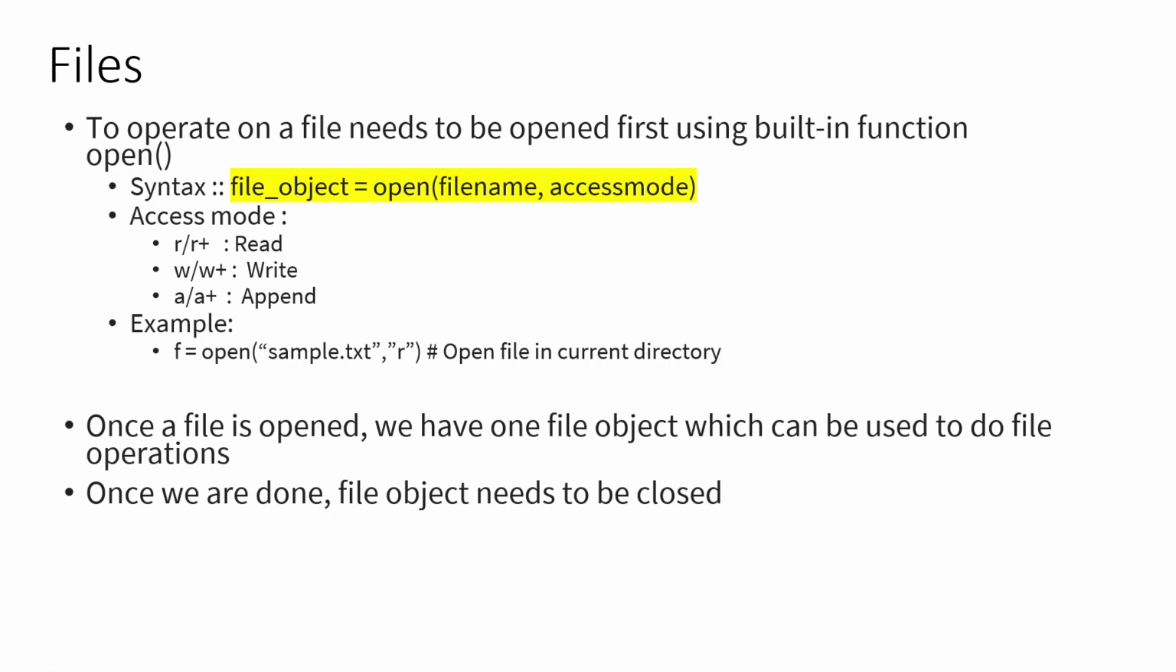You call this open function, and you pass the file name and the access mode. What is the access mode? Access mode is basically whether you want to read a file, write a file, append to a file, or open a file for both reading and writing. It is passed simply as r or r+. If you want to open in read-only mode, you pass r. If you want to open it in the mode where you can read or write to the same file, you open it as r+.